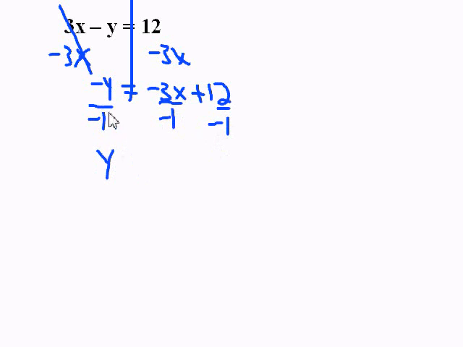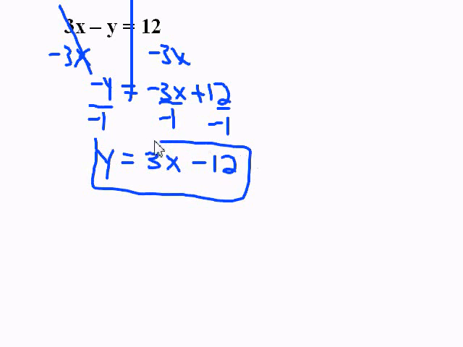This leaves me with positive y, because a negative over negative is a positive, equals negative 3 over negative 1 is a positive 3x. Positive 12 over negative 1 is a minus 12. And we've rewritten y as a function of x.